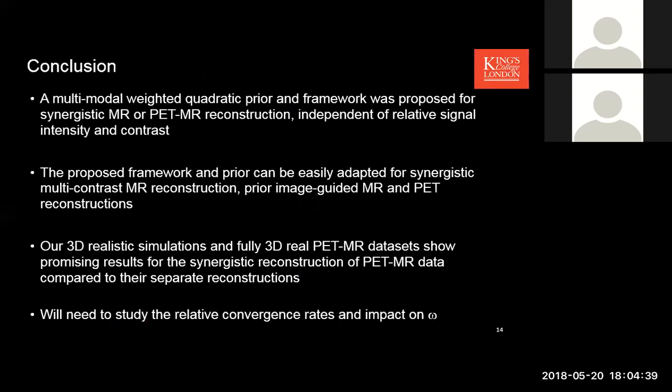So in conclusion, it's a multimodal, weighted, I'd say progressively weighted quadratic prior. That's the key phrasing here. That's been proposed for synergistic MR as well as synergistic PET-MR reconstruction, which is not so sensitive to the relative signal intensities between PET and MR, or different contrasts of MR and the contrast differences. It's easy to implement using standard methodologies, the MAP-EM, De Pierro, and then conjugate gradient, or even steepest descent to slow it down.